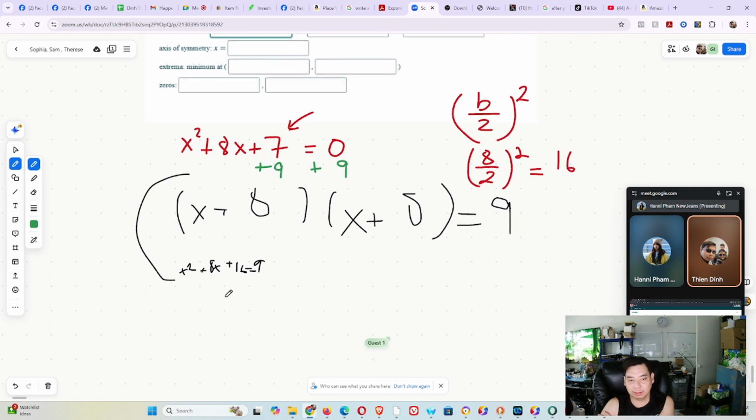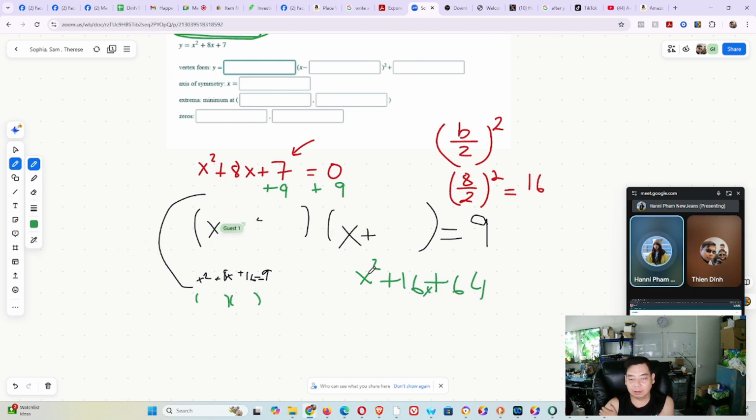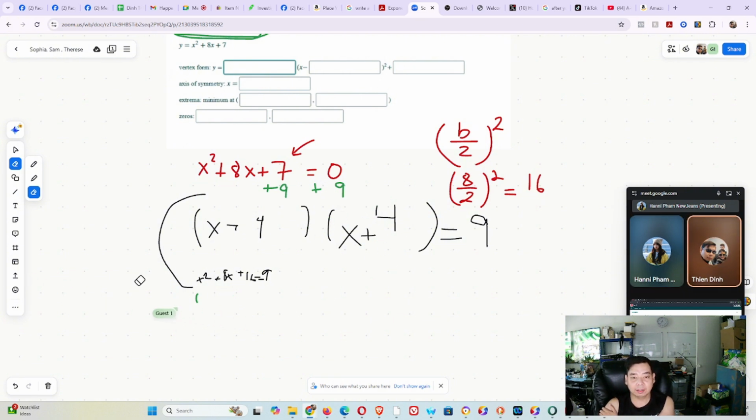All right. So, what can you factor this into? No, it's not x plus 8 times x plus 8. That would be an incorrect factor, because that would be x squared plus 16x plus 64. So that's not it. Okay, beautiful. That's what I'm looking for.